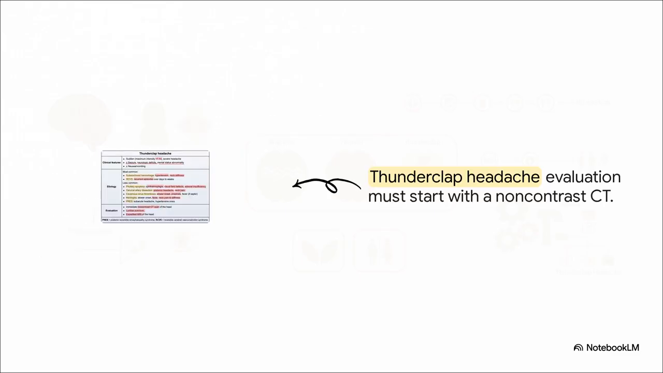Because this differential is full of immediately life-threatening conditions, the emergency evaluation sequence is non-negotiable. It dictates an immediate non-contrast head CT to look for acute blood in the subarachnoid space. If that CT is totally negative but your clinical suspicion is still high, you are mandated to follow up with a lumbar puncture to check for xanthochromia or an expedited MRI of the head to rule out further structural and vascular causes. And that's it.